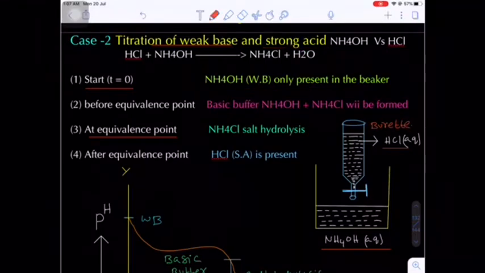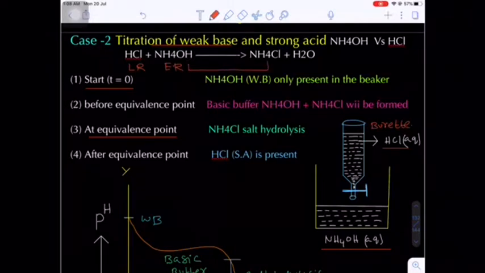Both the hydrochloric acid and ammonium hydroxide are completely what? Consumed. Okay. When both are completely consumed, what do you get in the solution? Ammonium chloride salt. That means at the equivalence point both the strong acid and the weak base are limiting reagents. Now come to before the equivalence point. What happens? Before the equivalence point, the limiting reagent is hydrochloric acid, and ammonium hydroxide is the excess reagent.